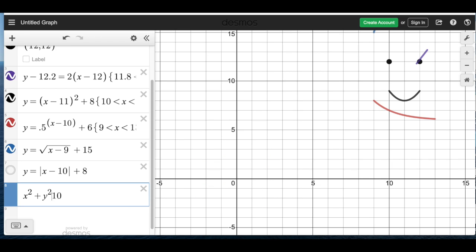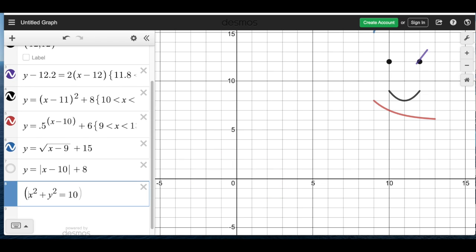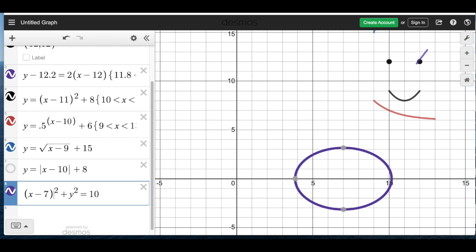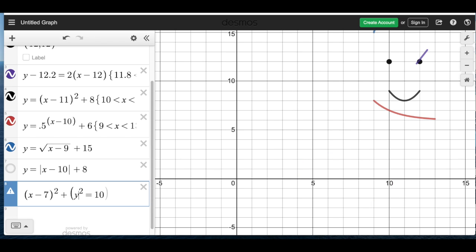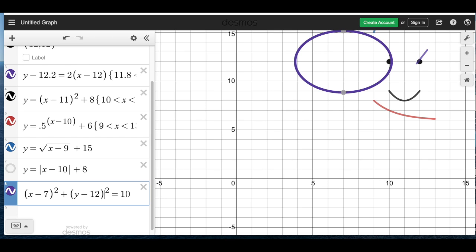by making that a less than. And again, if I want to move that to the right or to the left, for example, if I want to move it to the right, instead of just x, I'm going to put (x minus 7) squared. And see, it moved 7 units to the right, but it didn't move up or down. If I want to move it up or down, I'll make a y set of parentheses and put y minus 12. And that will move it 12 units up.